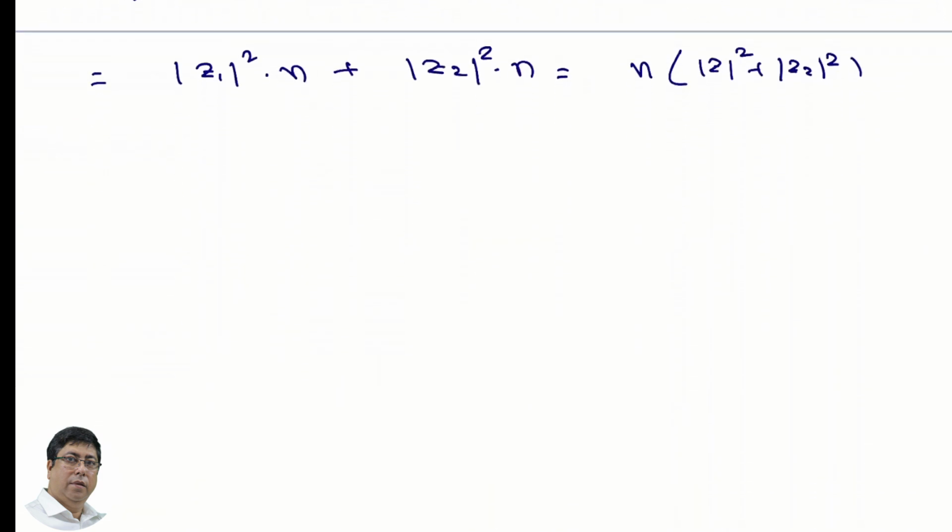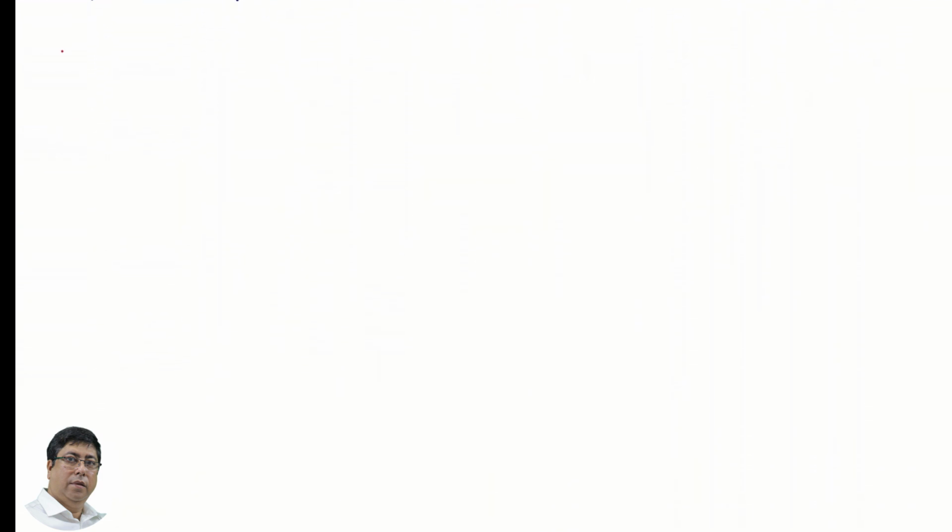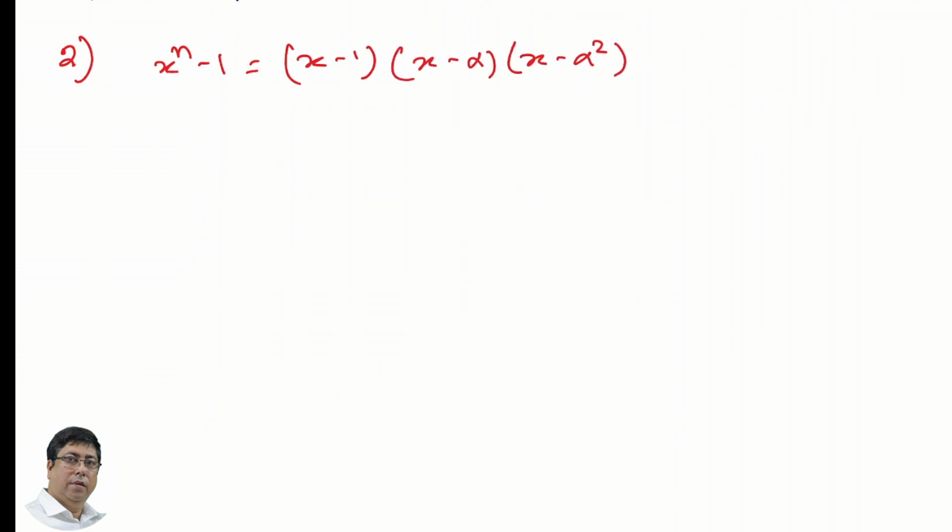So, for the second sum, let's apply it. Once again, for nth roots of unity, the mod value is always 1. Here we can write x to the power n minus 1 as a product of n factors: (x minus 1)(x minus alpha)(x minus alpha square) up to (x minus alpha to the power n minus 1). So, if we cancel on both sides, okay, I am writing the details.